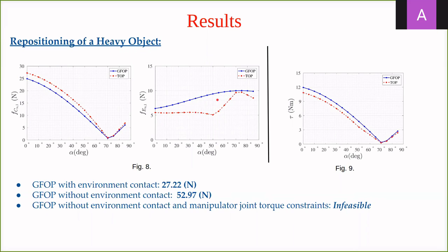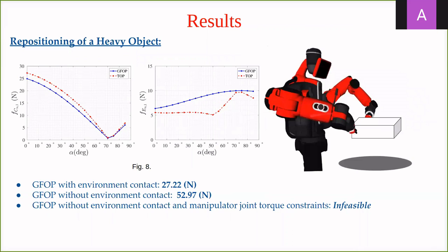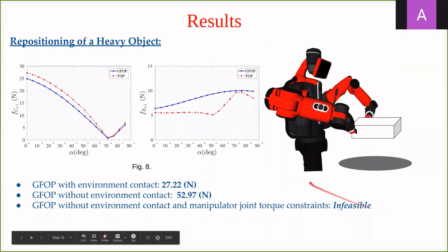On the other hand, if we plan to make use of the pick and place strategy to manipulate the box, we have to eliminate the environmental contact constraint from our problem formulation. After solving the modified formulation, the magnitude of the optimal normal contact force for lifting the box off the environment is far greater than the maximum value of the optimal contact force while considering the contact constraints. Upon including the manipulator joint torque constraints in this modified formulation, the problem is deemed infeasible.